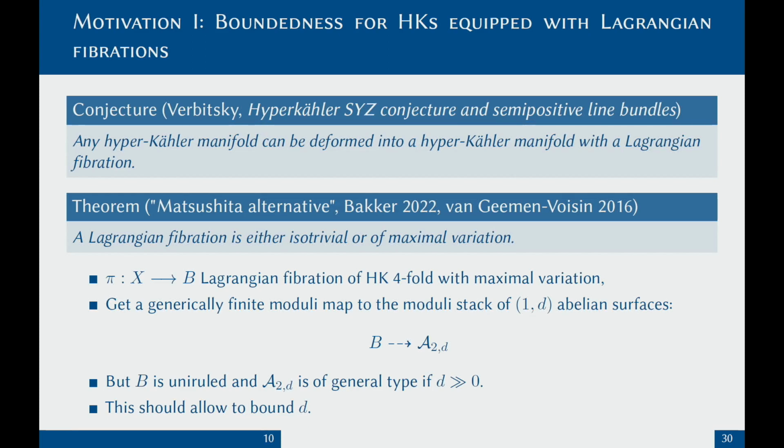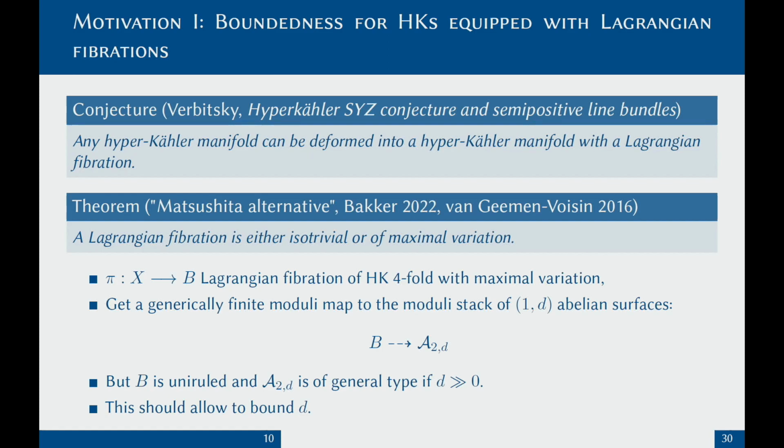So let's see how both of these things together could help us to get some type of boundedness statement. Let's just treat the hyper-Kähler fourfold case. So suppose that I start with a Lagrangian fibration of a hyper-Kähler fourfold that has maximal variation. And let's assume that it has a rational section. Then to each point in the base, I can associate the fiber. The smooth fiber is going to be a 2D polarized abelian variety.